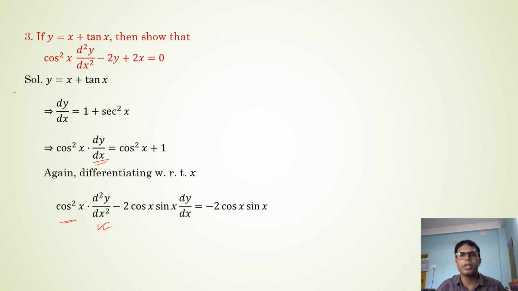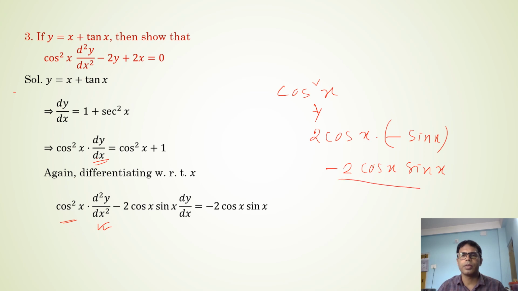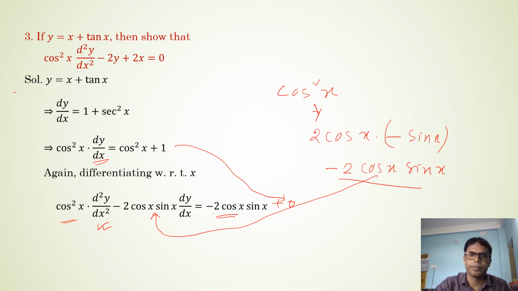Then cos square x differentiation is what? This is your function cos square x. If you differentiate, first of all it will come as 2 cos x, and for cos x the differentiation is minus sin x. So finally it is simply minus 2 times cos x into sin x. So that is written here, minus 2 sin x into cos x, and dy/dx is remaining the same. On the right hand side, 1 is a constant number, so the differentiation is plus 0. So I hope you understood this.